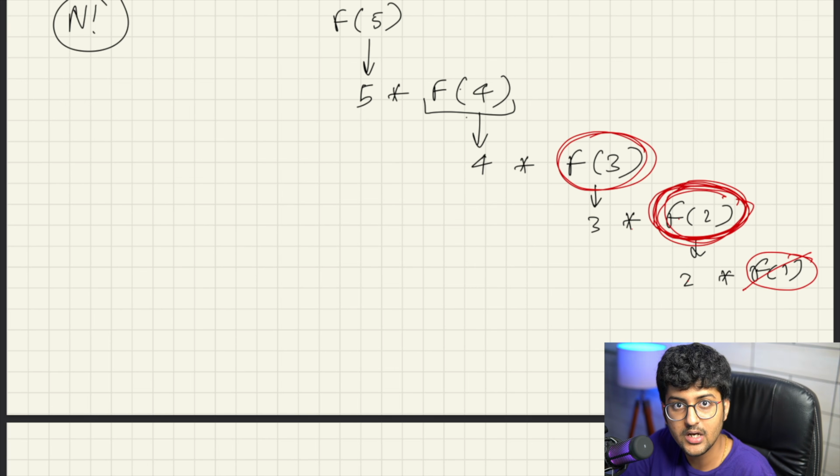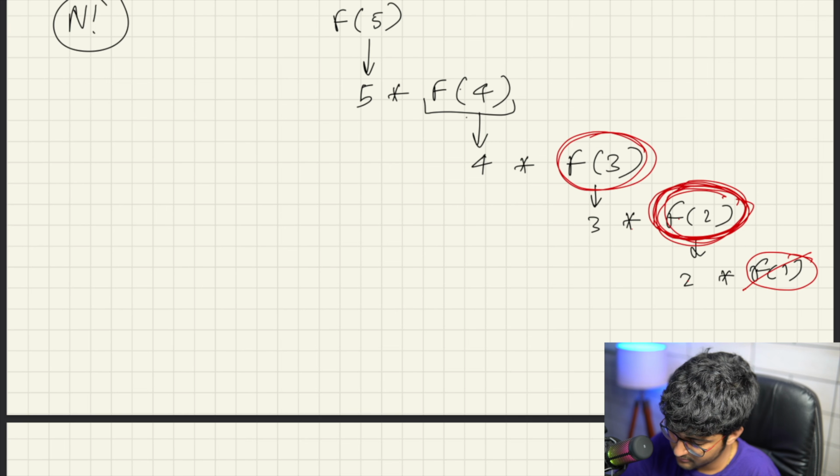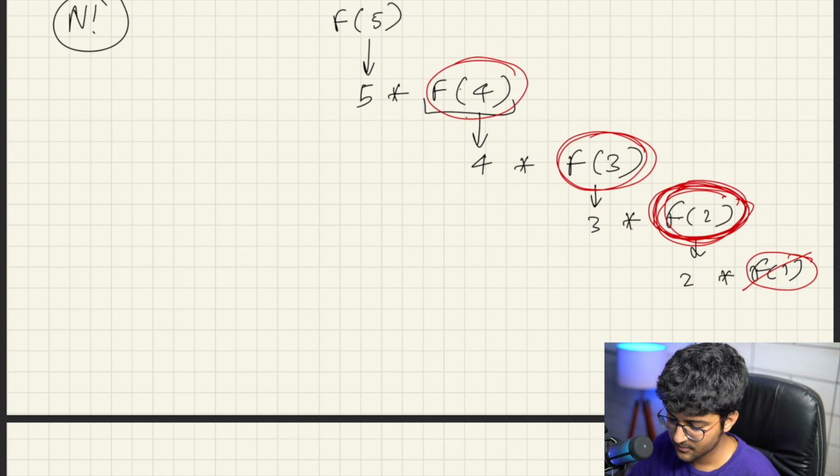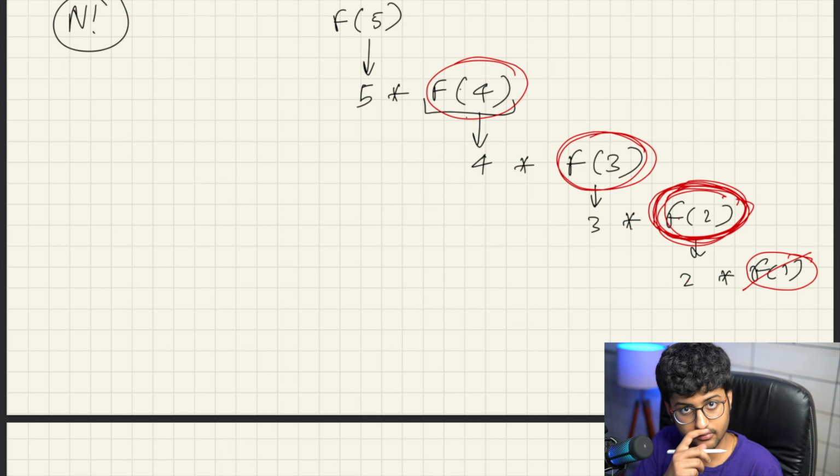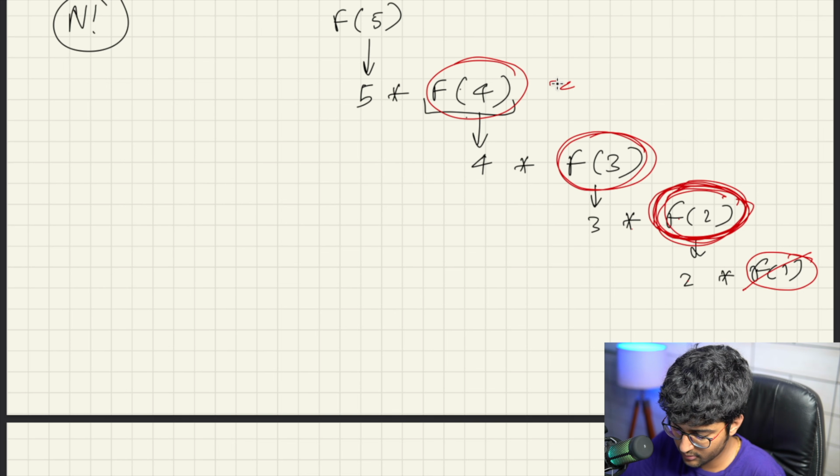When this comes out of the function stack, this will be 6 into 4, which is 24. And now it's going to be 24 into 5, which is 120. Make sense? Very cool stuff. So 4 into what was the answer for this? 6. Right? So 4 into 6 is 24, and this will now be 24. So 24 into 5 is 120, so this entire thing will be 120.